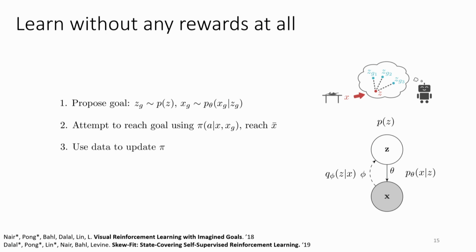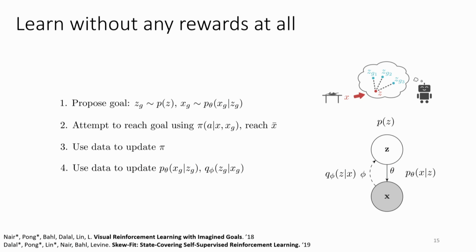And then you're going to use the data that you gathered from this attempt to update your policy pi. And then you'll also use that data to update your generative model. And of course, the generative model consists of the encoder and the decoder, so you're going to really update theta and phi. Of course, this is a very rough pseudocode description. In reality, you would use a replay buffer. So when you attempt the task, you would add x bar to your buffer, and then you would update your policy and your generative model using all the data in your buffer.